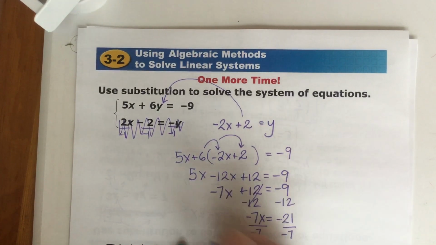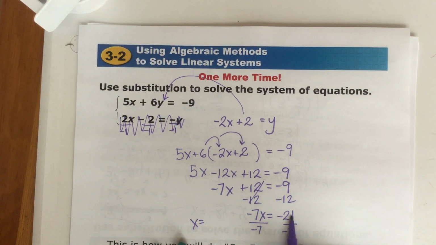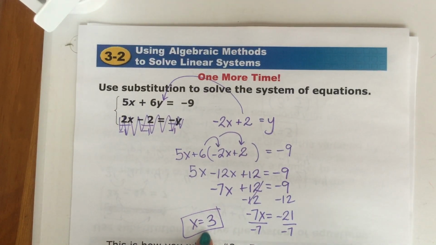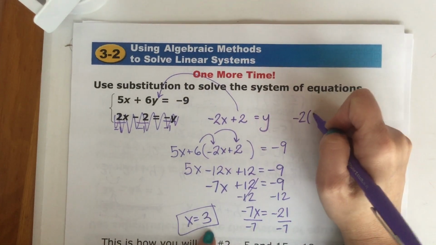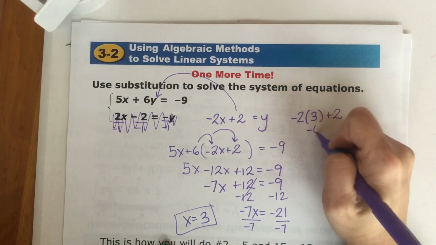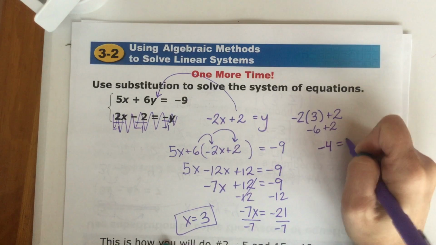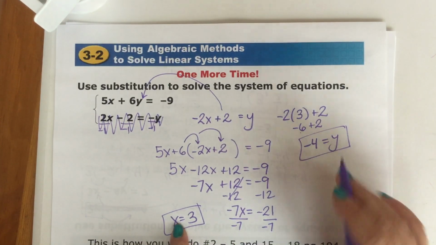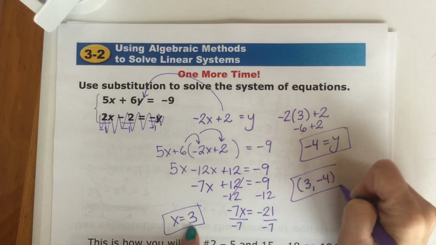If I divide both sides by negative 7, negative divided by a negative is a positive. 21 divided by 7 is 3. So I know that x is 3. Now I need to find y. Well, y is negative 2 times x. X is a 3, plus 2. Negative 2 times 3 is negative 6 plus 2. Negative 6 plus 2 is negative 4. That's what y is equal to. Now that I know x and y, I can write my final solution. X is a positive 3, y is a negative 4.